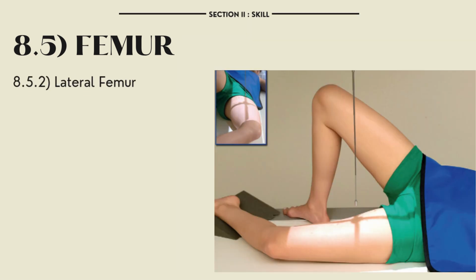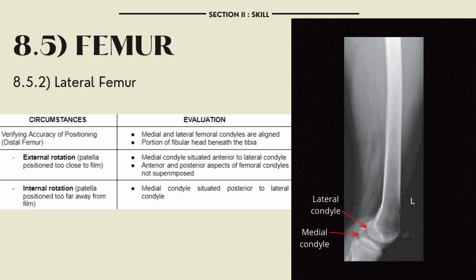For a true lateral femur, the medial and lateral femoral condyles should be aligned and a portion of the fibula head is beneath the tibia. In external rotation, the medial condyle is anterior to the lateral condyle. Conversely, in internal rotation, the medial condyle is posterior to the lateral condyle.